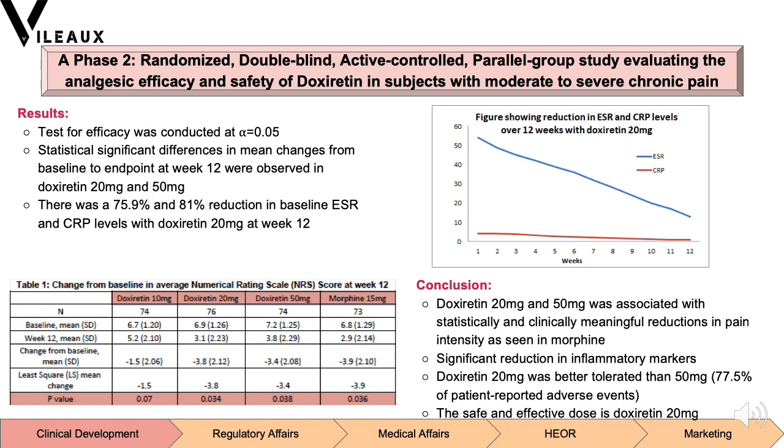In conclusion, doxycycline 20 mg and 50 mg were associated with statistically and clinically meaningful reductions in pain intensity as seen in morphine, with the addition of significant reductions in levels of inflammatory markers. At 20 mg, doxycycline was better tolerated than doxycycline at 50 mg. In this phase 2 trial, we concluded that the safe and effective dose is doxycycline at 20 mg.